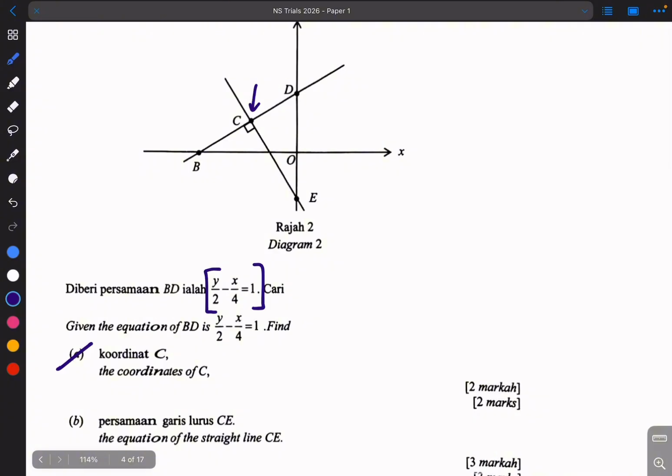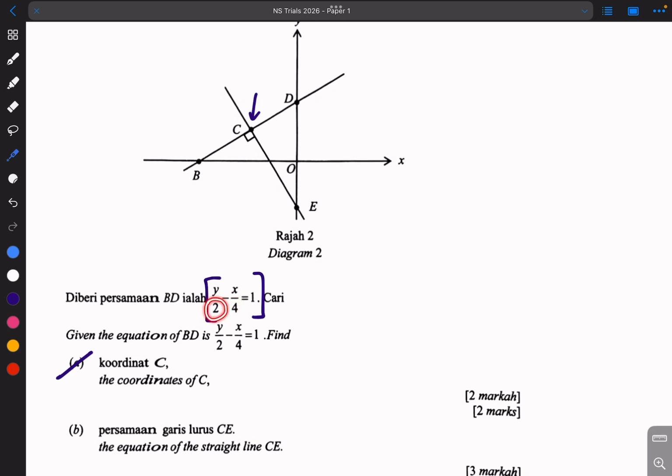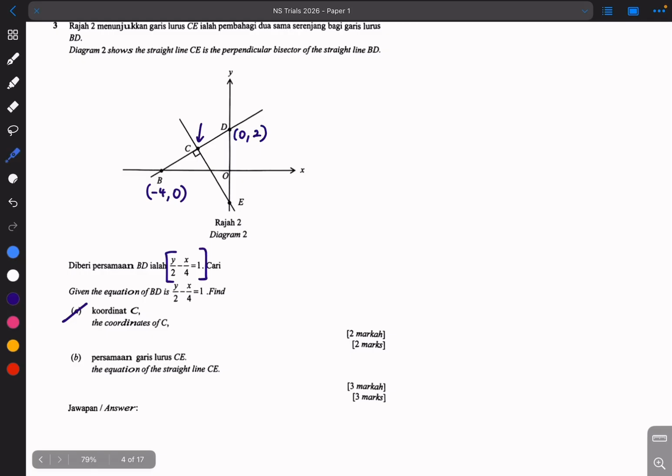This equation that they gave is called the intercept form. If they write it like this, this and this will be our x and y intercepts. So our y-intercept is 2 and our x-intercept is -4. If you write it in coordinate form, this would be (-4, 0) and this would be (0, 2). This is called the intercept form, another way of writing a straight line equation.